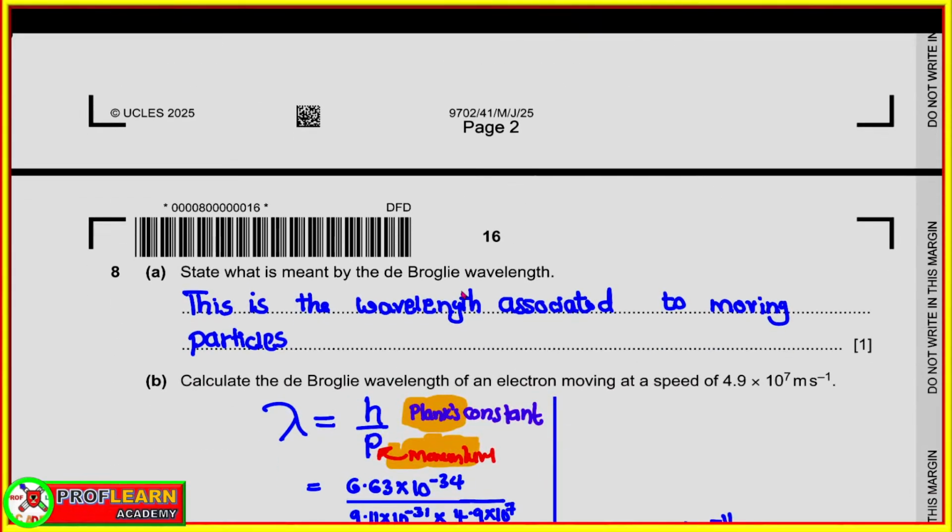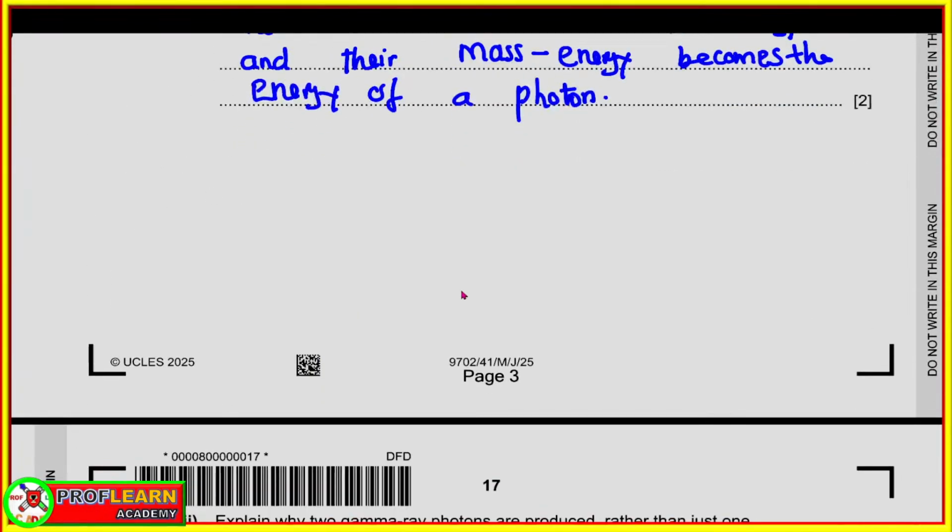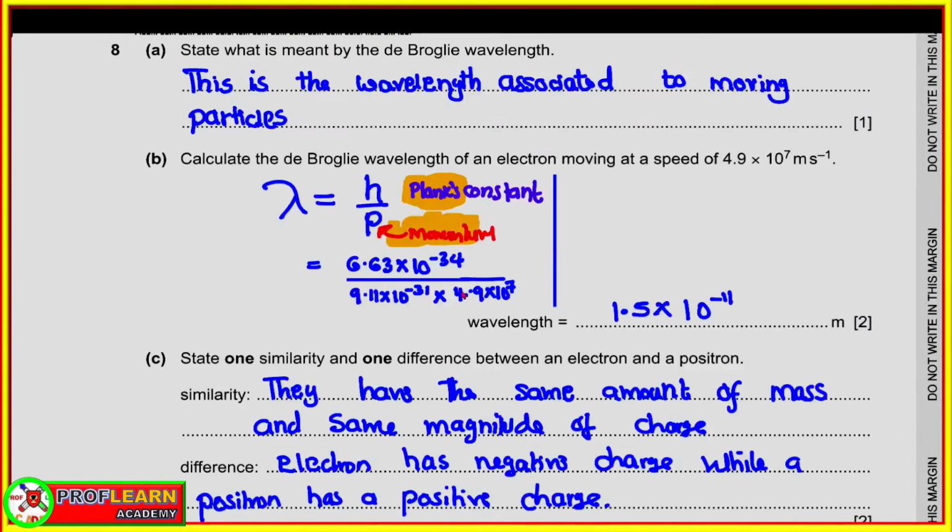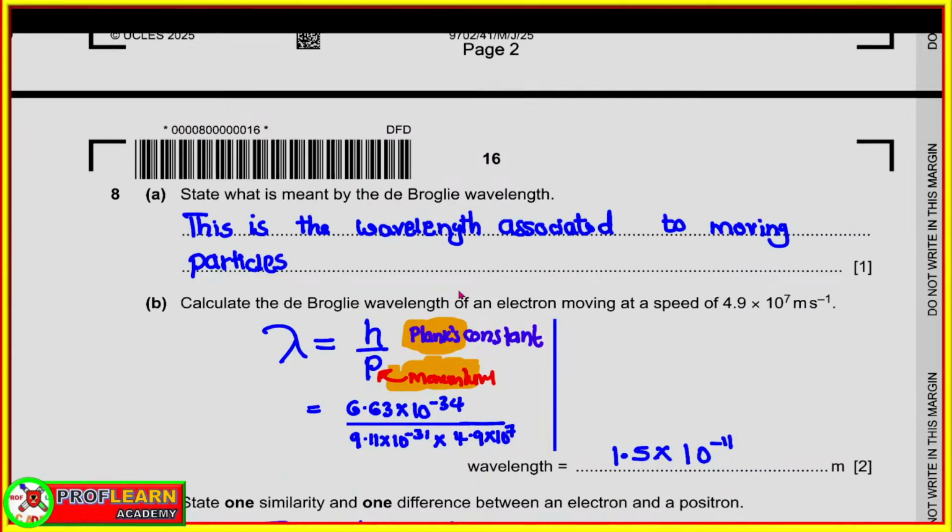So for instance, here is a question from 2025. A student was to state what is meant by the term de Broglie wavelength. Given a question like this, we're going to say that this is a wavelength associated with moving particles, because particles can be considered as waves.